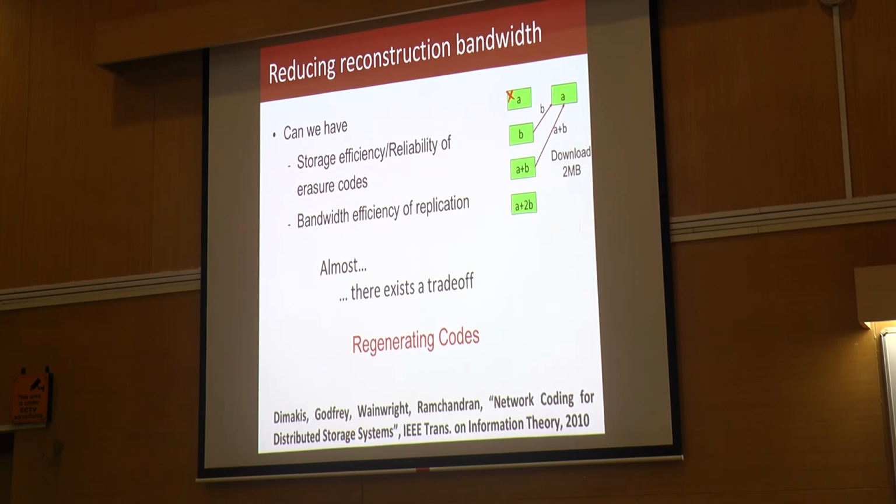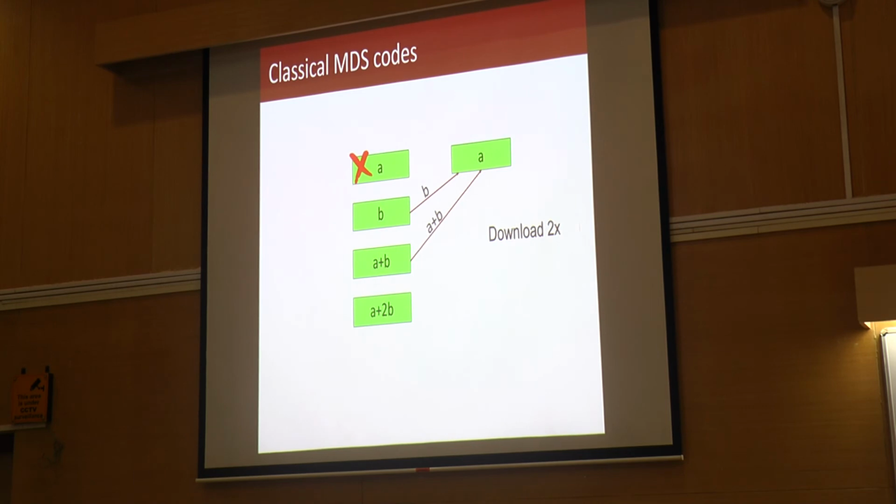So I'll not go into the details, but take an example to show what the key differences are between regenerating codes and classical MDS codes and why they are able to reduce bandwidth, while still maintaining the storage efficiency of MDS codes. Just a note that there are various flavors of regenerating codes. Some of them are not MDS, but the surprising ones, at least to me, are the ones that are still MDS, but are able to reduce bandwidth while still being MDS.